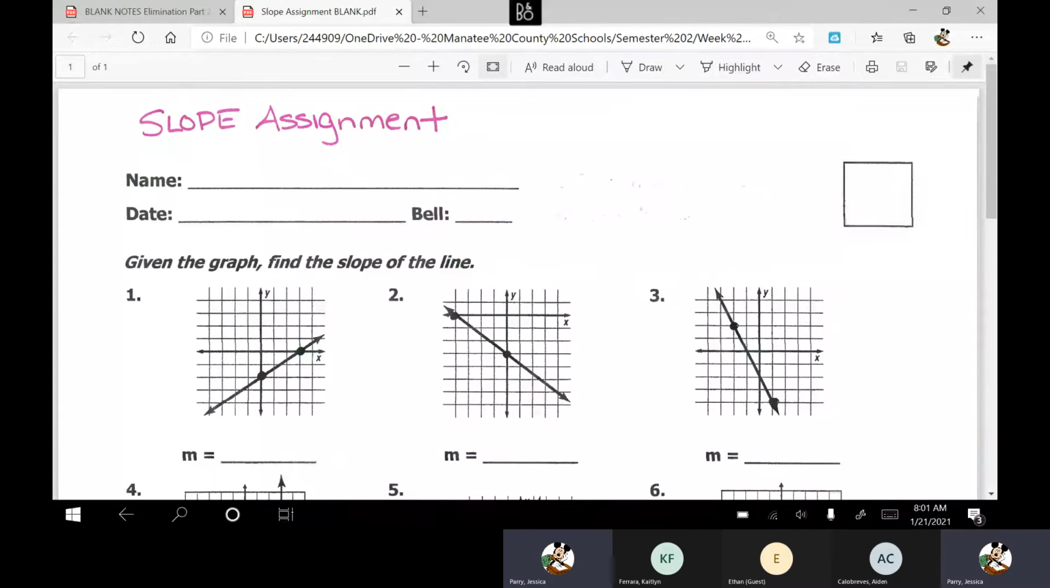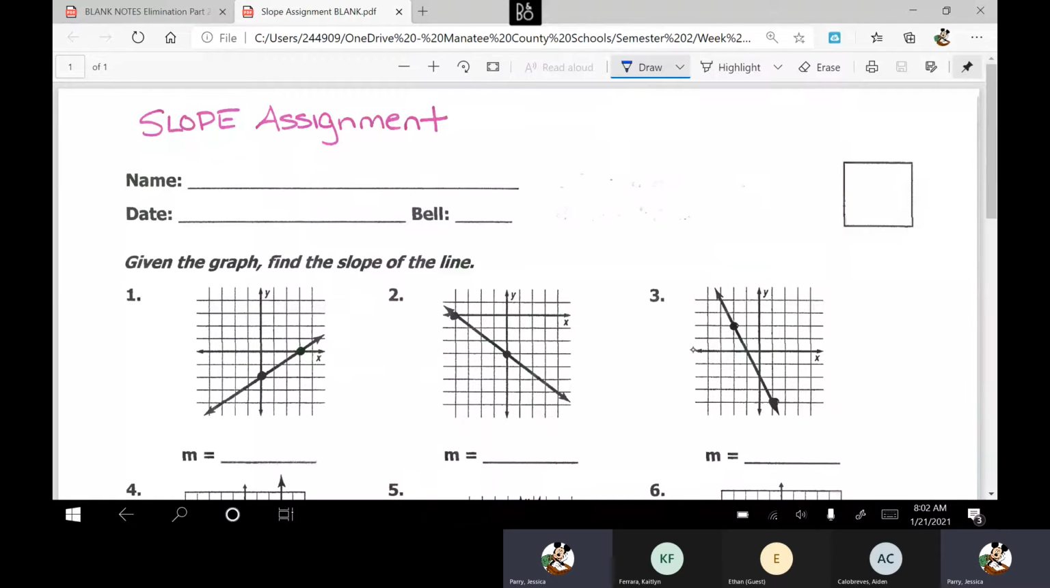All right, so this is the slope assignment. I'm going to go through and do a couple of them with you guys, but it covers the notes that we took the other day on Tuesday. So if you have your notes out from Tuesday, that's going to be super helpful for this assignment. But before we even get started, I want to write down two super important things for slope before we even start looking at our questions.